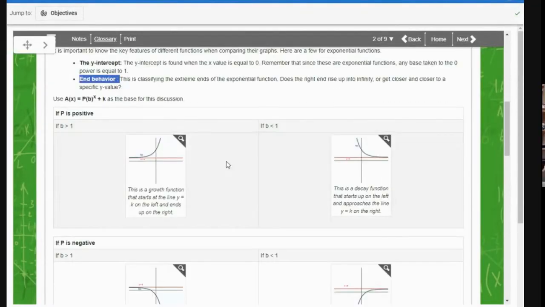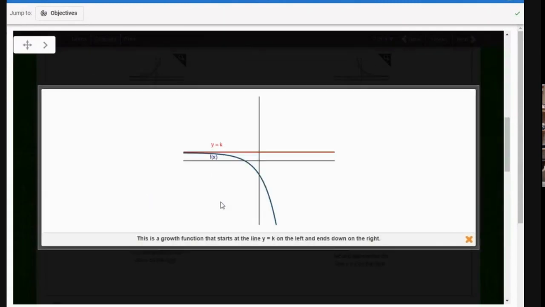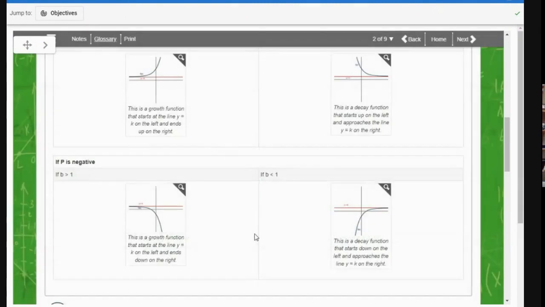Okay, so it talks about the end behavior and the y-intercept. So that's what we looked at in there. You know, the end behavior, it's either going down towards negative infinity or going up towards infinity. And the other end is going to be approaching the asymptote of whatever k is, y equals k. Here's the same thing that we just did. You can blow it up, make it look bigger. So if you're still working on your notes, you have this.